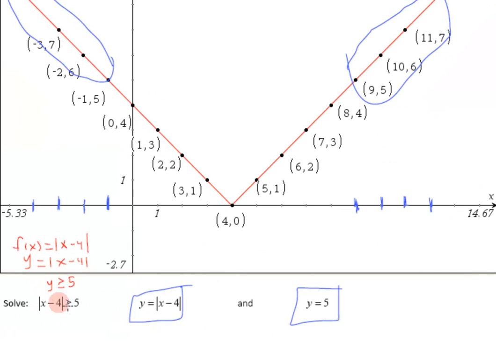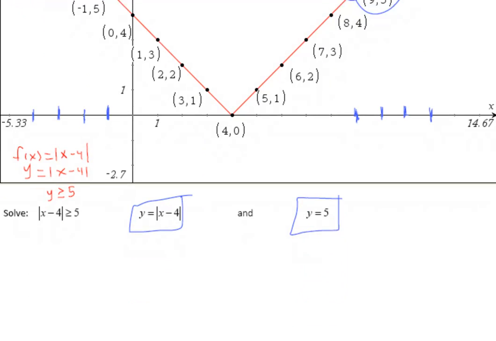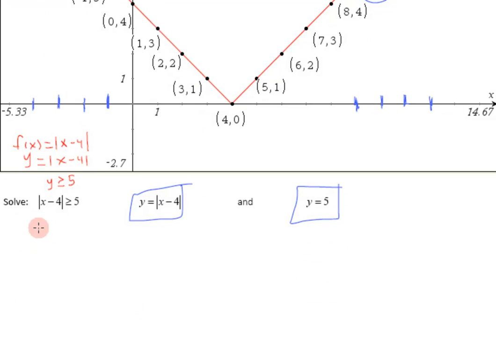Our job is to solve this, to find where it equals 5, because we've got to find that magic point. So I'll move this down just a little bit. What I usually do is I just rewrite it: absolute value of x minus 4 equal to 5, and I split it up into the two cases. x minus 4 equals 5, x minus 4 equals negative 5.